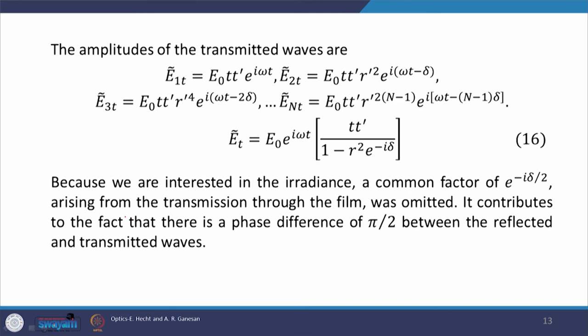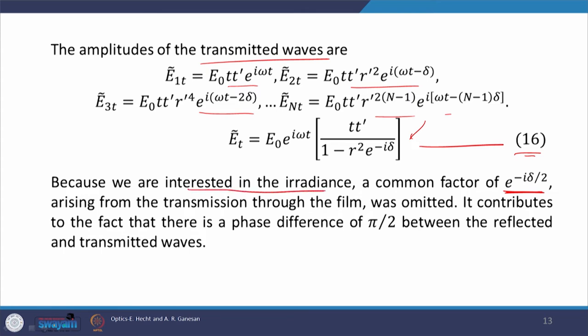Now, once the reflected amplitudes are calculated, let us again do the same for the transmitted amplitude. We will start in the complex representation, follow the same thing we did with the reflected one, and add them up. The total transmitted amplitude in complex representation is given here by equation number 16. Now, if you add them, then you will see that we get e to the power i delta by 2 extra in equation number 16.